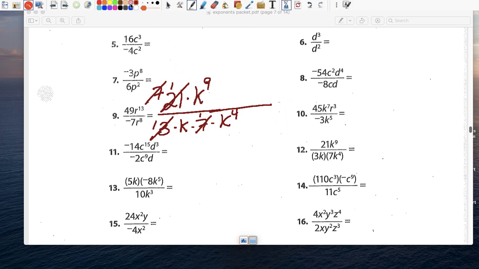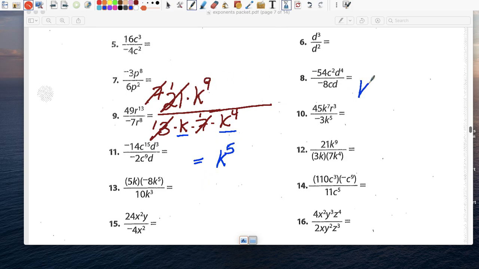Now, k-wise, I have 9 k's being multiplied at the top, and I have 1 k over here, 4 k's over here, so that gives me 5 k's. So after you simplify everything, how many k's are you going to have left over? You're going to have 5 k's in the numerator left over. So the final answer to this is just that.